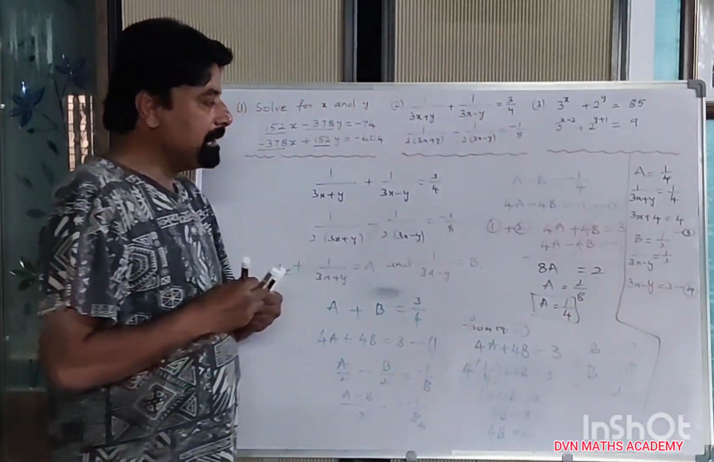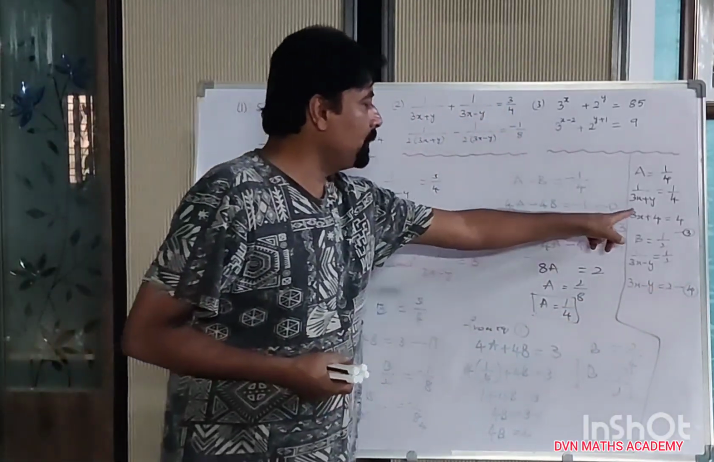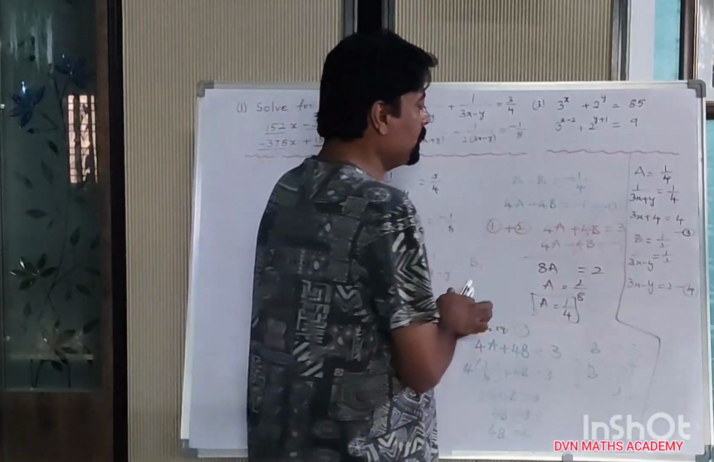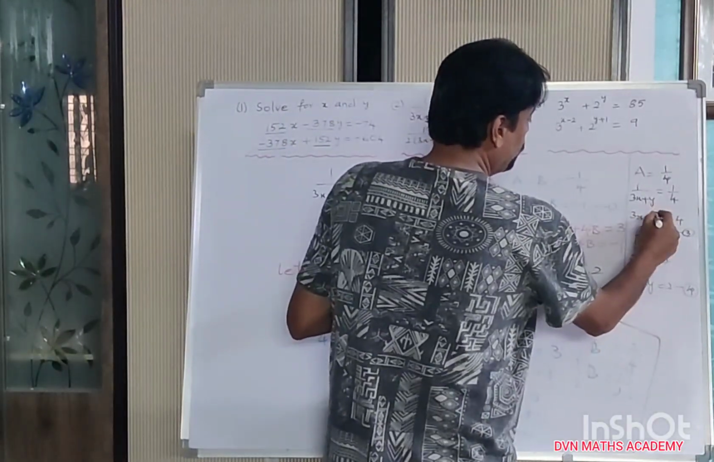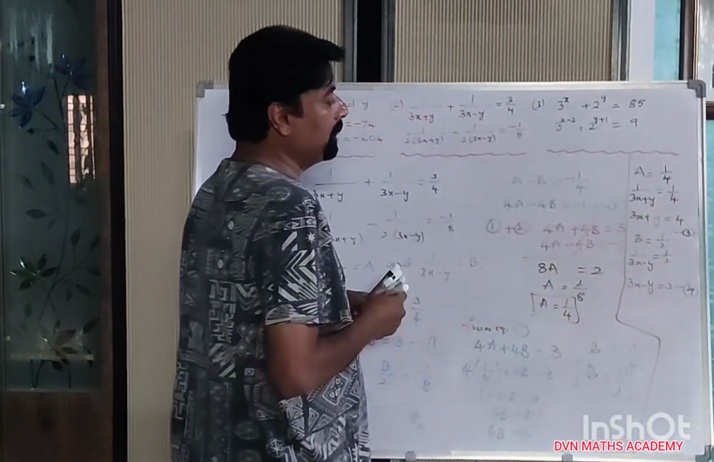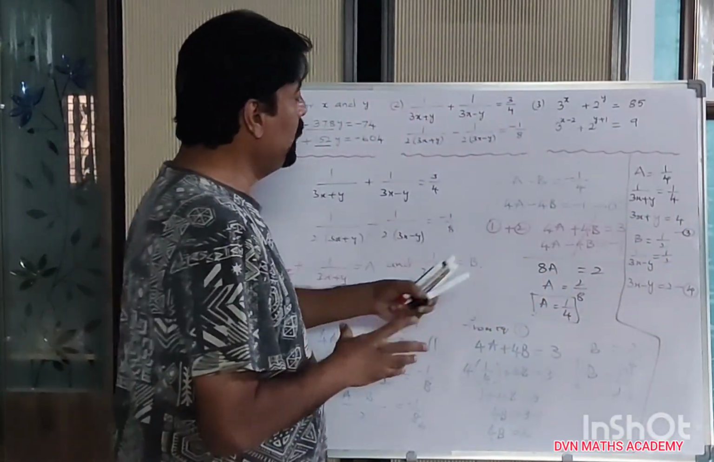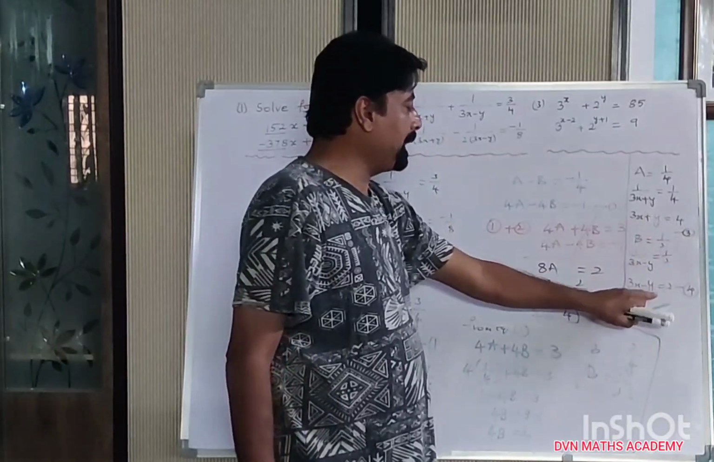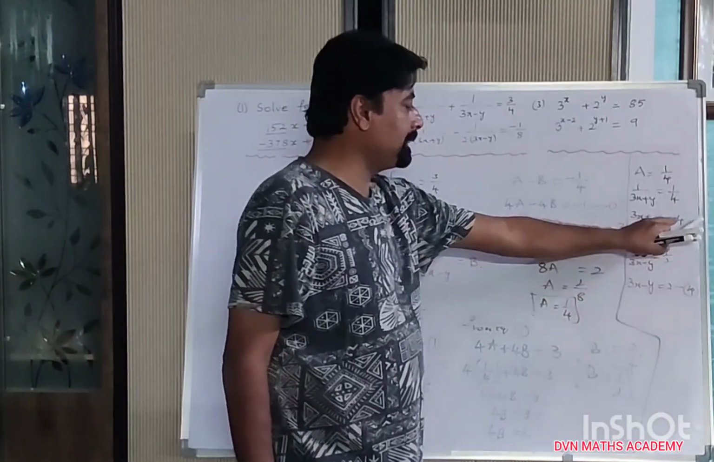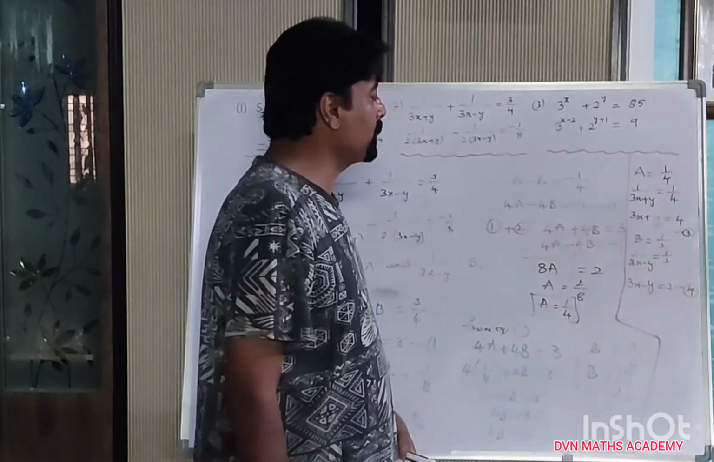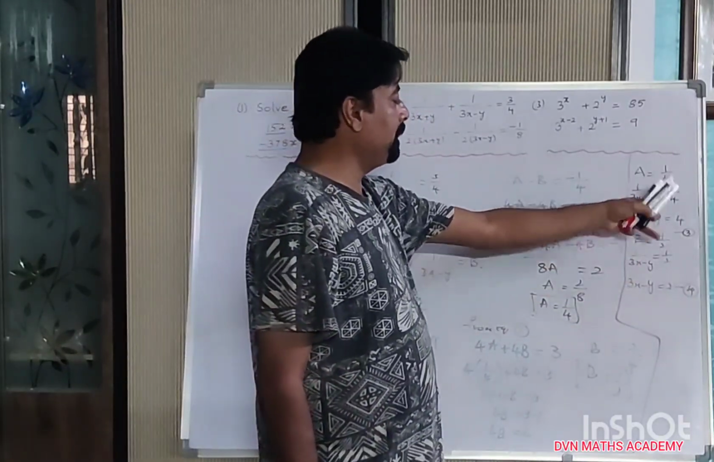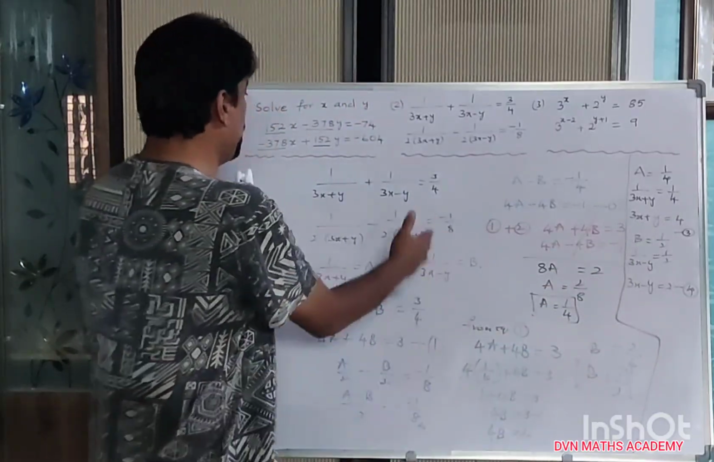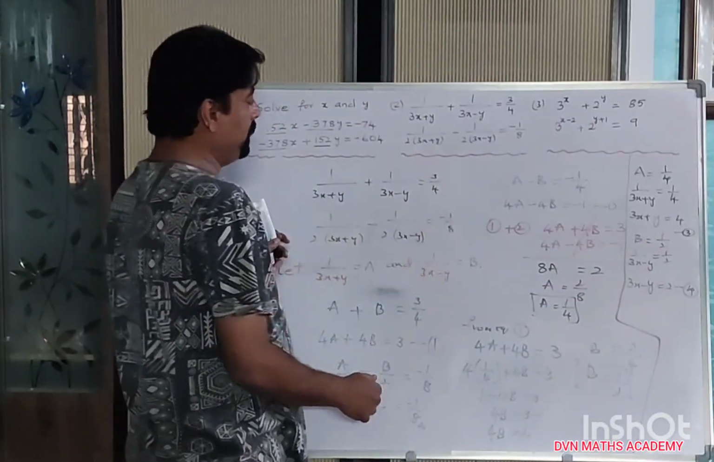Now it is easy to solve these two equations, the third equation and the fourth equation. If you add the third equation and the fourth equation, y will be cancelled. Since 3x plus 3x, 6x is equal to 6, the x value will be 1. If you substitute that x value in equation 4 or 3, you will get the value of y. So these types of equations are called reducible equations.